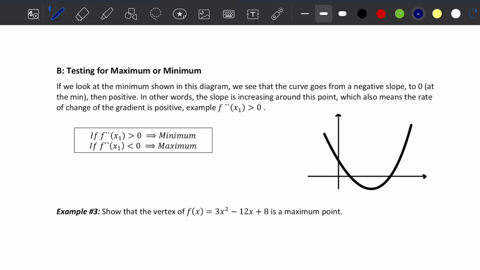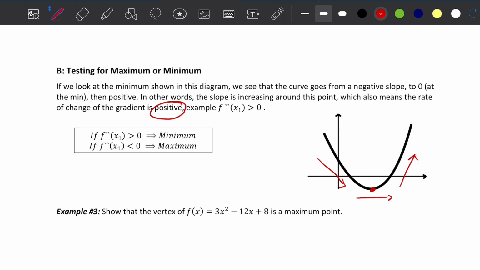Okay, now let's talk about how to test these turning points to see whether it is a maximum or minimum value. If we look at the minimum shown in this diagram here, we can see that the curve goes from a negative slope, to flat, to a positive slope, right? In other words, the slope is increasing around this point, which also means that the rate of change of the gradient is positive.